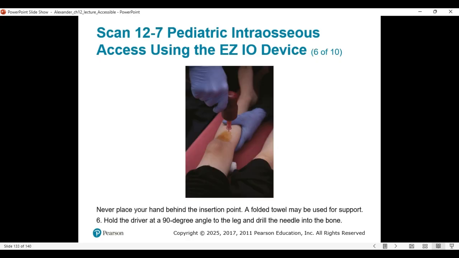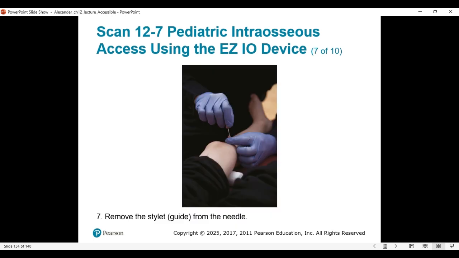Place the needle on the driver. Never place a hand underneath or behind the insertion point. Fold a towel for support if need be. You're going to hold the driver at a 90-degree angle to the leg and drill the needle into the bone. So you'll push it through the skin until you feel the bone, and then you'll hit the drill and drill it into the bone.